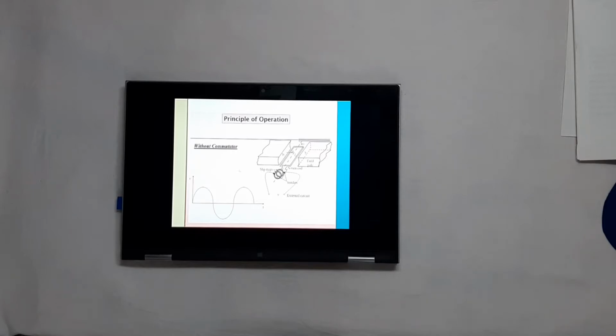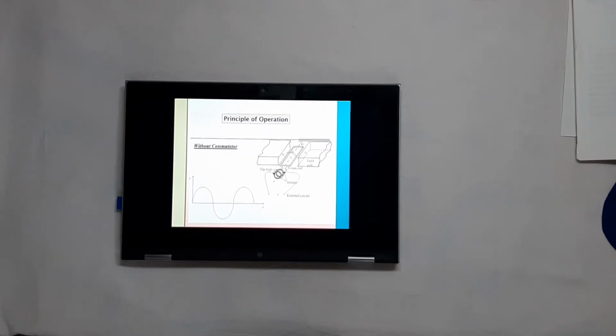You can see here the principle of operation of a generator. We have a stationary magnetic field that is shown as N and S. This is a rotating coil, called an armature. I am taking a single coil here. This coil is rotating in the stationary magnetic field. Therefore, there is an induced voltage in the coil. That is, the flux is stationary, whereas the conductors are rotating in the magnetic field, so there is an induced voltage.